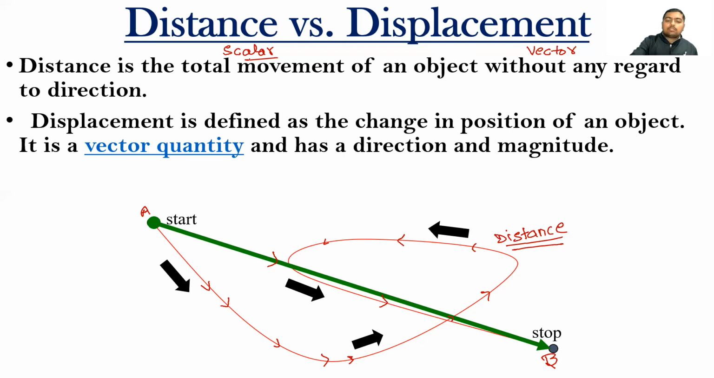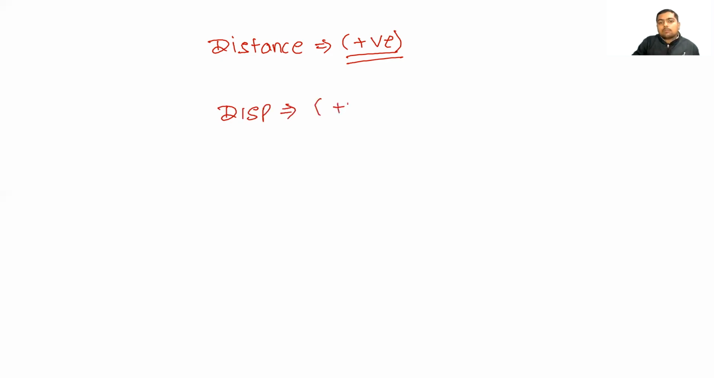Now let's talk about distance when you are in motion. Distance is always positive. It cannot be negative or zero. When you are moving, distance is taken as an always positive quantity. But displacement depends on direction. That's why it can be positive, it can become negative, and it can also be zero. Displacement can be positive, negative, or zero, depending on the change in direction or your position.